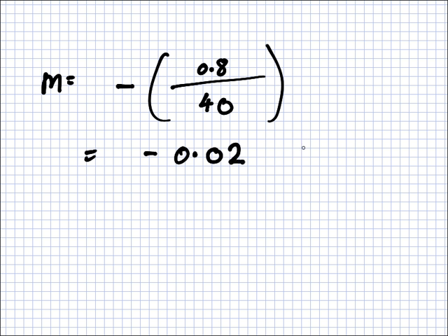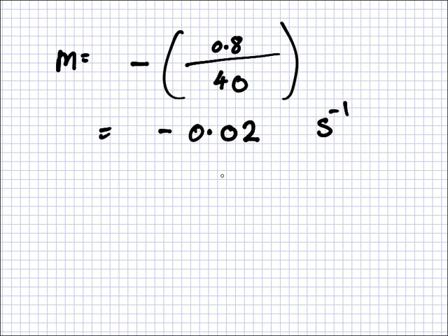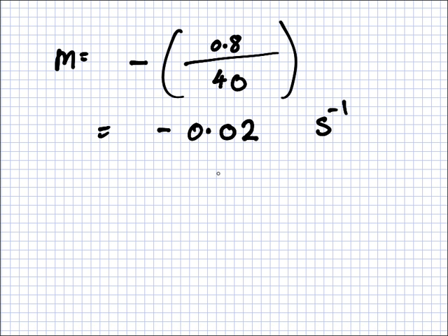Now, don't forget the units. So the units are per second. If you forget the units, you lose a mark. Just one mark. You can't lose 0.5, you lose 1. Okay.